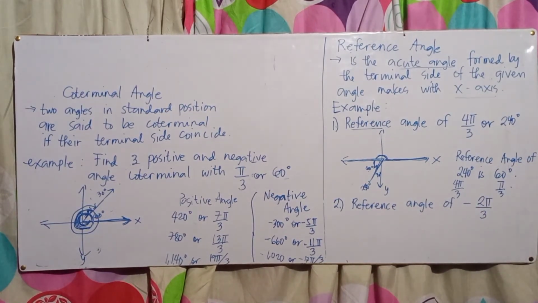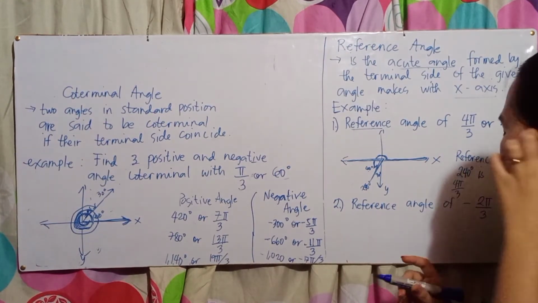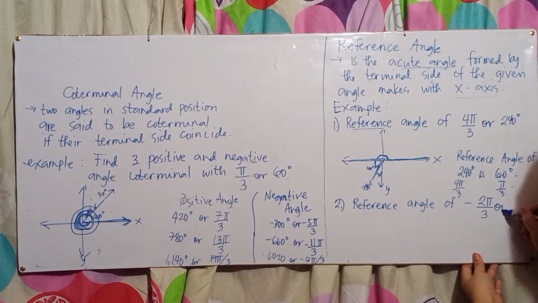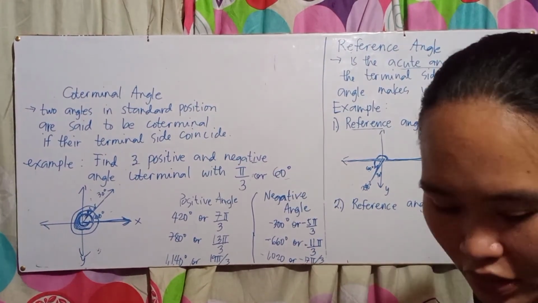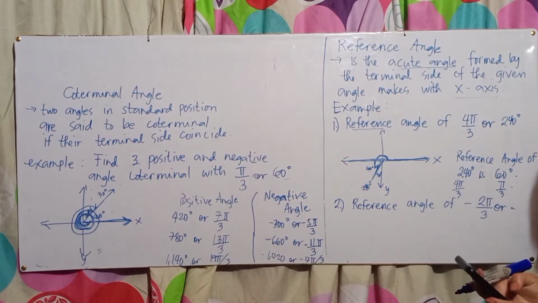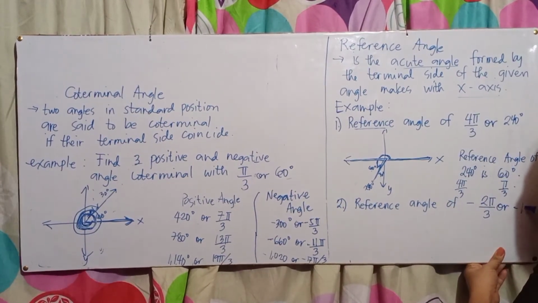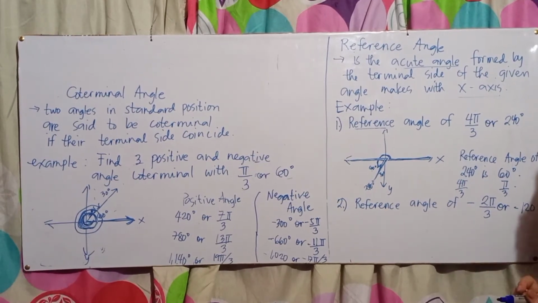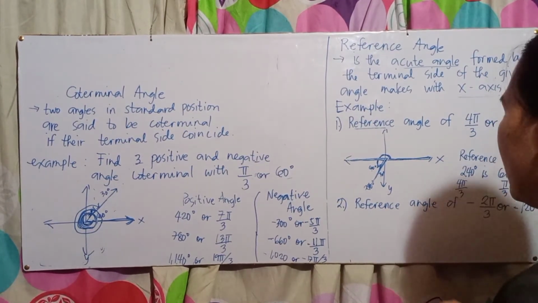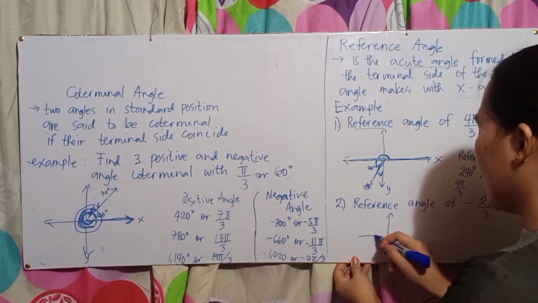Okay, next. So, find the reference angle of negative 2 pi over 3. So, i-convert na to ang negative 2 pi over 3. So, 2 times 180 divide 3. So, 360 divide 3 is 120. Negative 120 degrees. So, pangitaon na to ang negative 120 degrees.